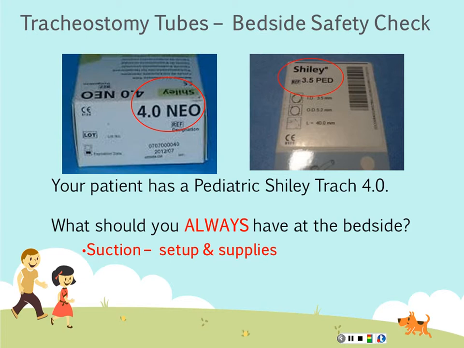First off, you're looking to make sure that you have suction, that there's the actual setup that is hooked into the wall, that the suction turns on and off, and that you have the supplies: a canister, the tubing, and the actual Yankauer catheter, pediatric Yankauer, or Neosucker, which is a very thin, flexible catheter that you may see used with infants and children in the pediatric hospital setting. You should be checking for this with every patient, but it's even more important with those with trachs and those with respiratory conditions.